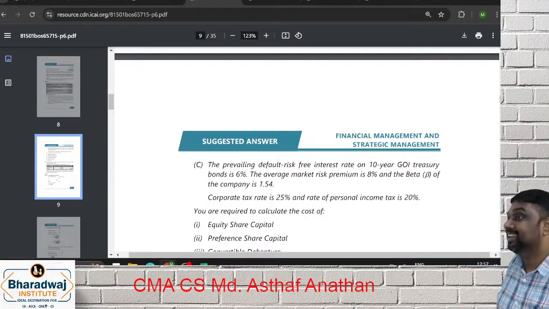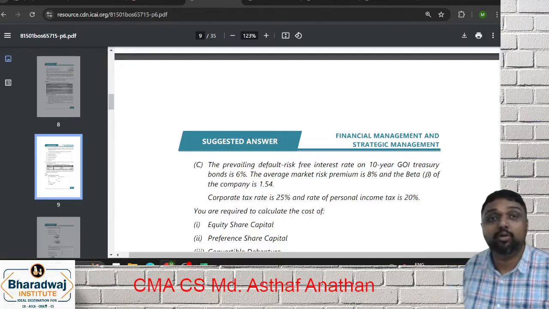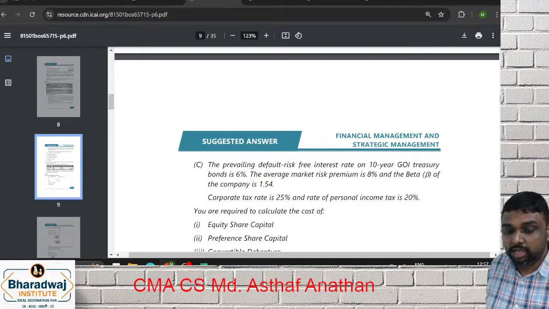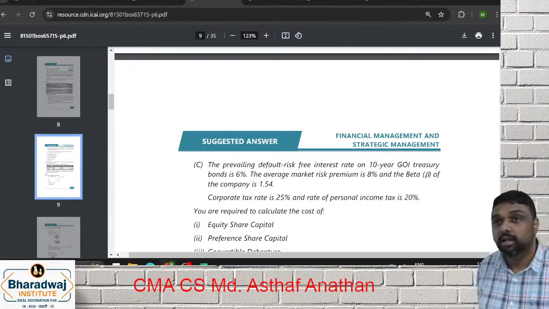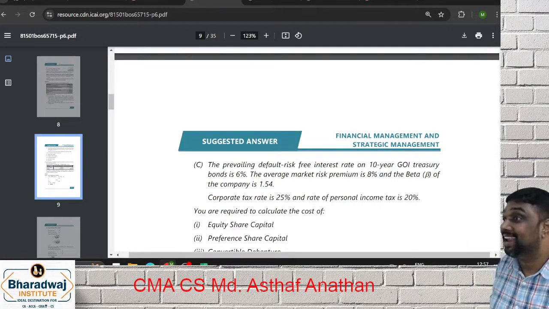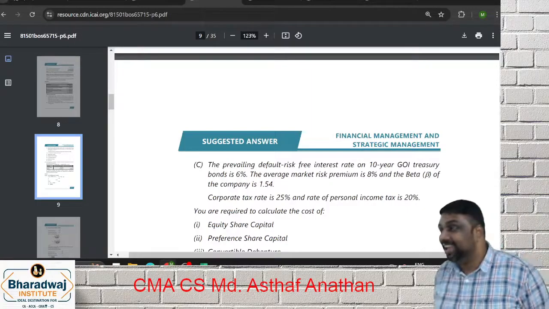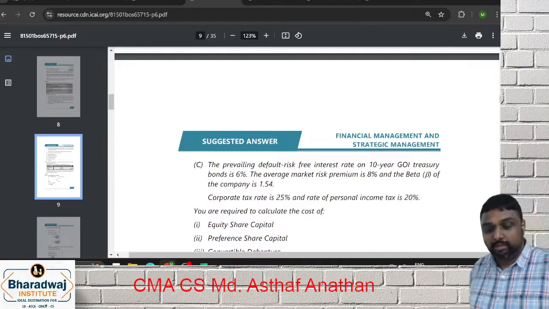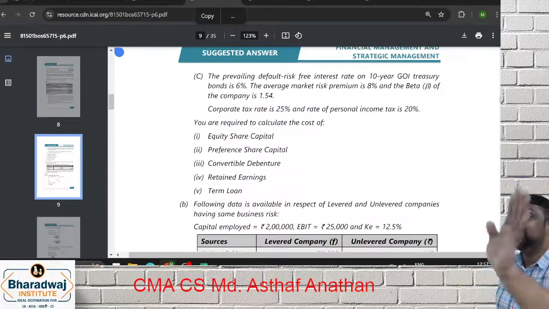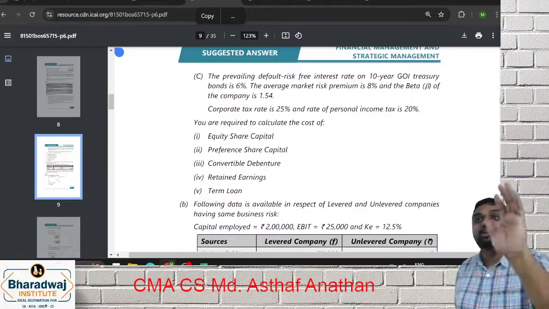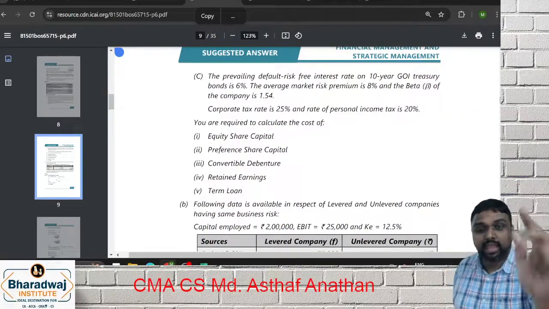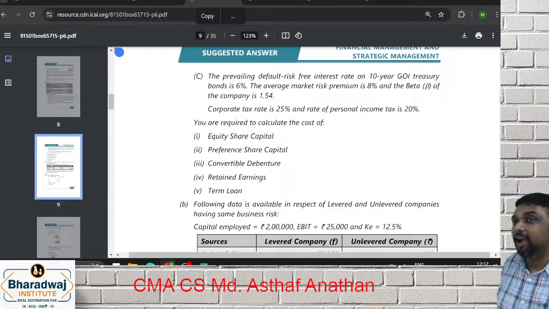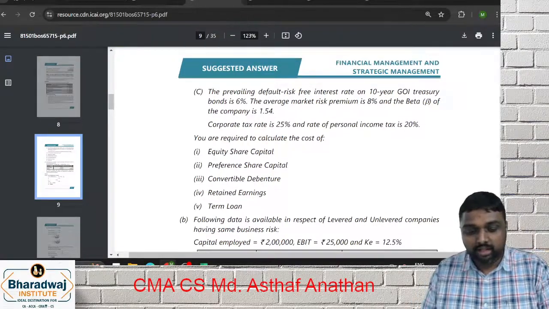This is the clue for CAPM. If a CAPM clue is given, the first preferable formula for KE is CAPM only. Corporate tax rate is 25%. Personal income tax rate is 20%, given for the KR adjustment, which we revised. You are required to calculate KE, KP, KD, KR; they are not asking for weighted average cost. Are you ready? I know you are ready. I am also ready. Let's start, friends.